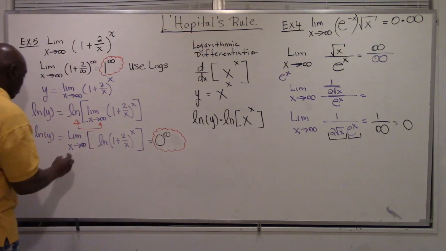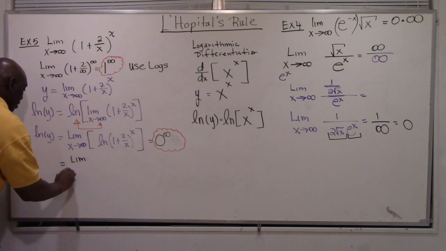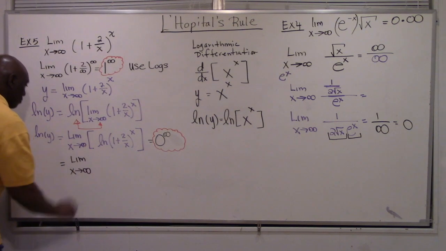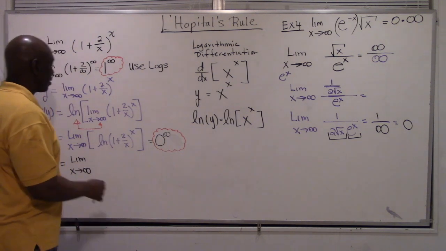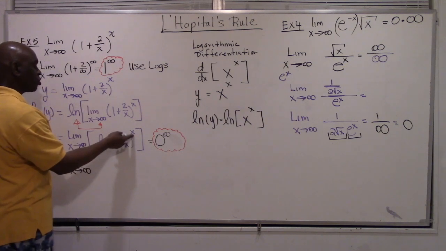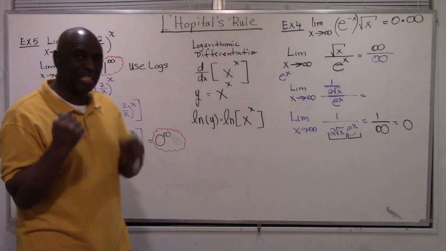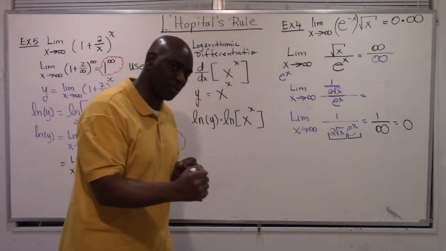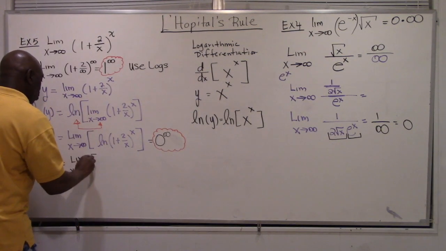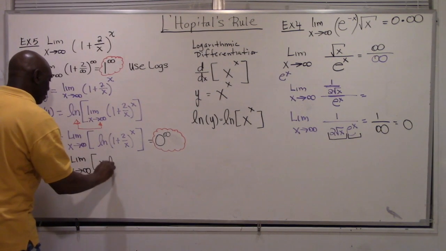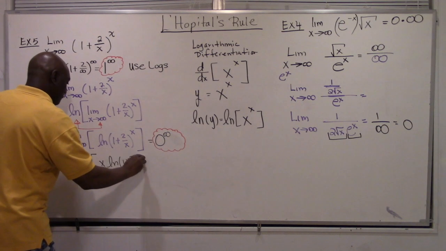All right, here we go. Equals the limit as x approaches infinity of, now go back and use the power rule for logarithms. The power rule of log says you take your exponential power and bring it to the front. You always lead with what? Power. Power comes first. Bring the power to the front. So we're going to have x natural log of 1 plus 2 divided by x.